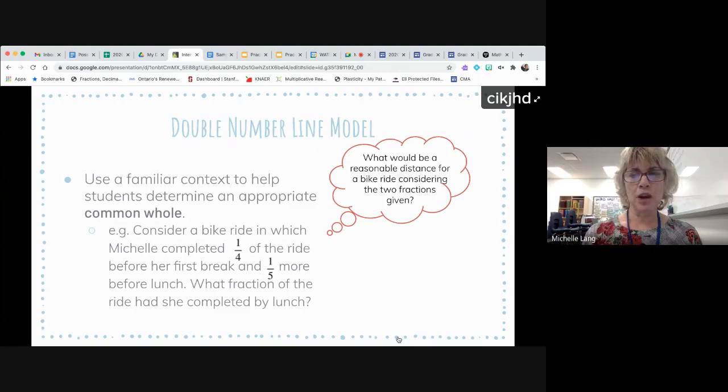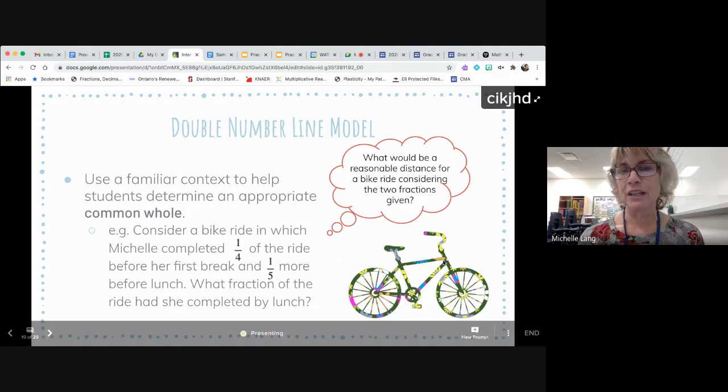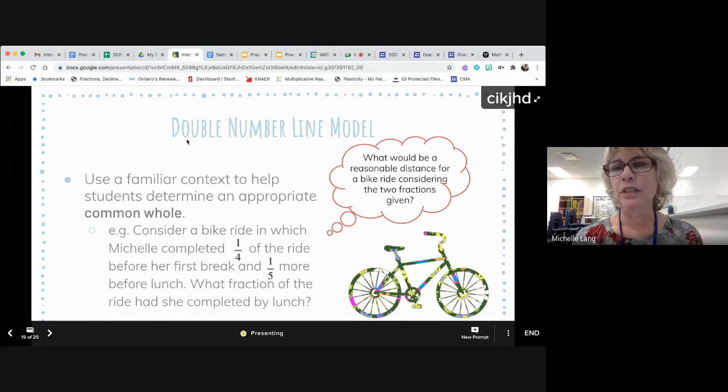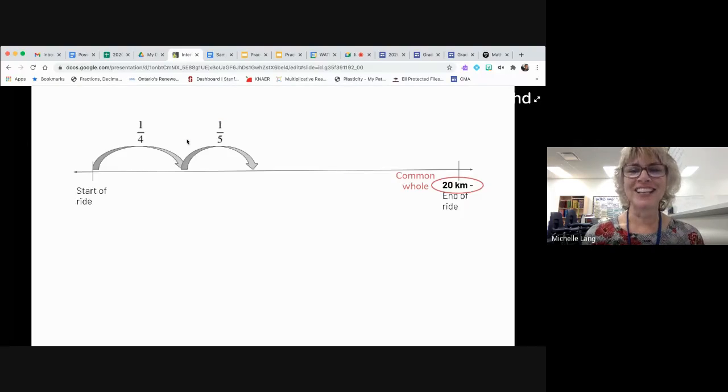Now, when we think about that thought bubble, a reasonable distance, look at the bike I'm riding. So what would be a reasonable distance for a bike ride considering the two fractions given? I'm just going to ask somebody to either type it in the chat and then Rhonda can tell me, or unmute and tell me. What would be a reasonable distance if I'm thinking about fourths and fifths? Steve says 20 kilometers, 20. Okay. I anticipated reasonably well.